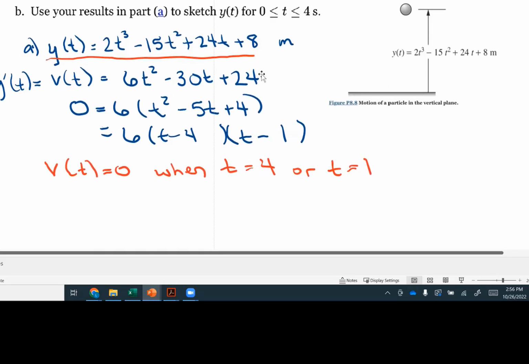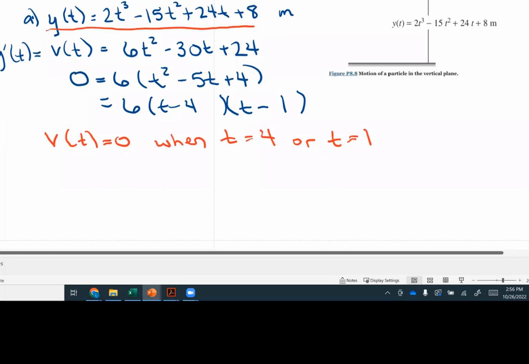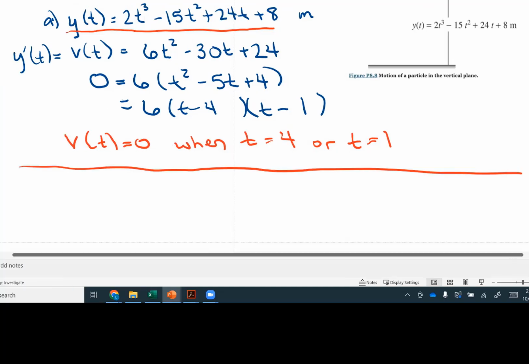Now that I did that, I just need to first plug it into my position. I want to do y of 1 first. This is my position. Y of 1, I'm going to do this in my head. I plug in 1, I get 2, minus 15 is minus 13, plus 24 is 11, plus 8 is 19. Y of 1 is equal to 19 meters, and it could also be at 4. Since it says it's between 0 and 4, I have to deal with 4.